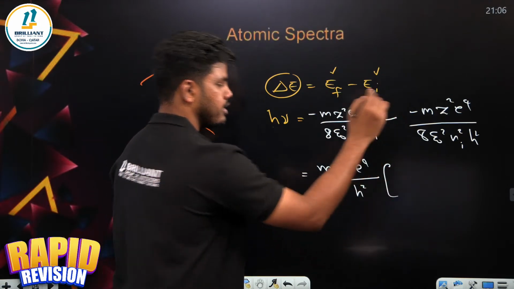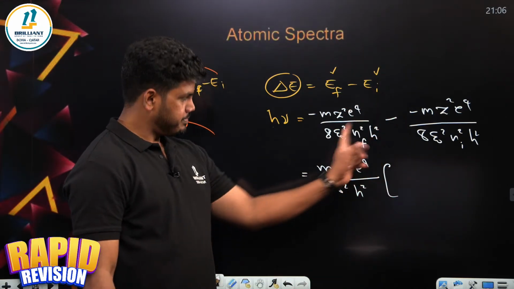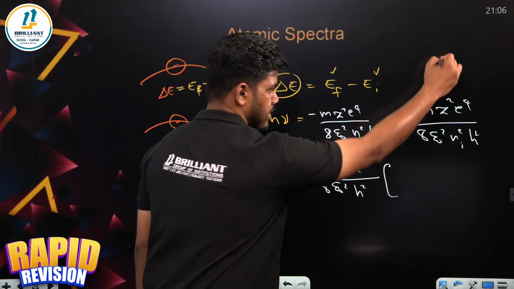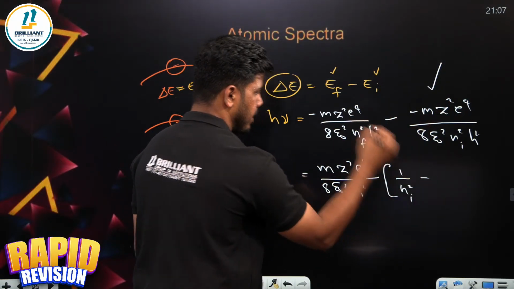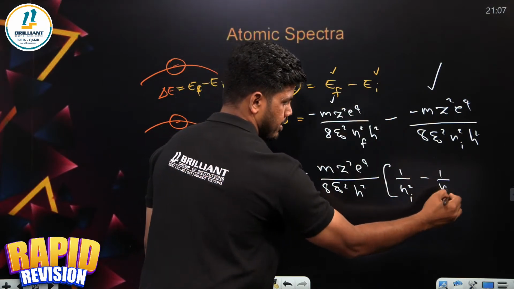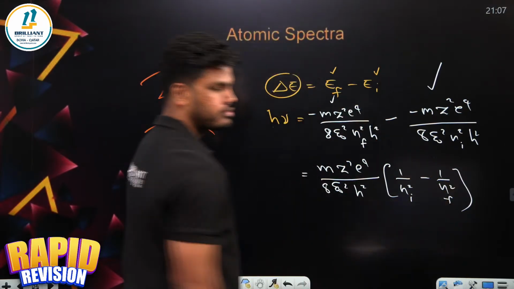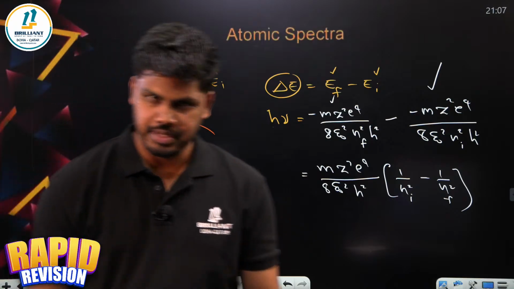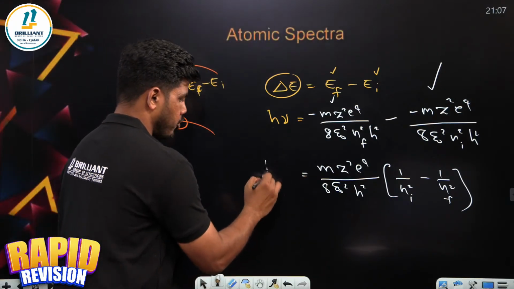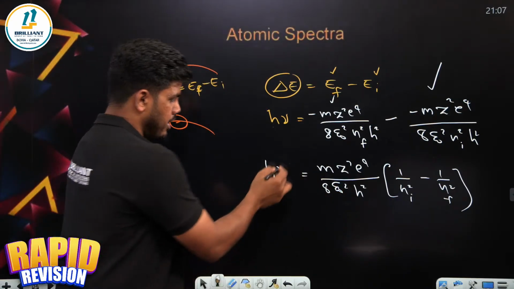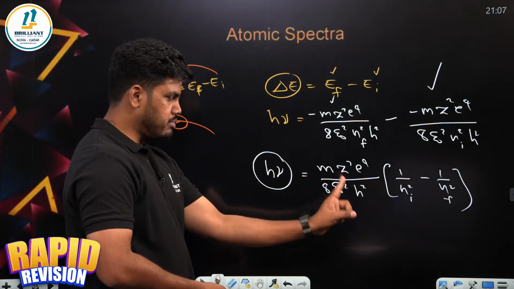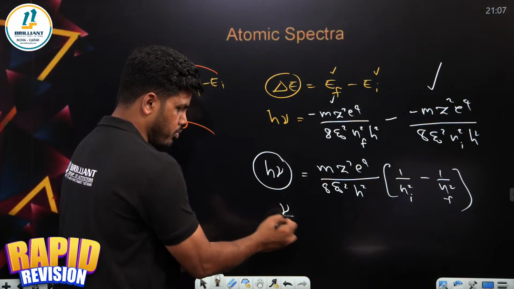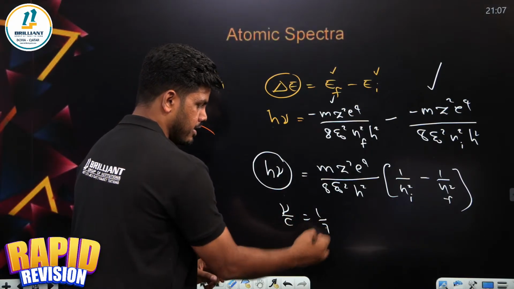These many terms are common. Then this term becomes plus, minus and minus become plus. So 1 by n_i square minus, this is still negative, 1 by n_f square. This was the beginning of that equation. Okay, I'm not going into the full derivation because it is not required. Here we found h nu, then we took the h to the other side, so it becomes h cube. Then we found nu by c, which is 1 by lambda, right?